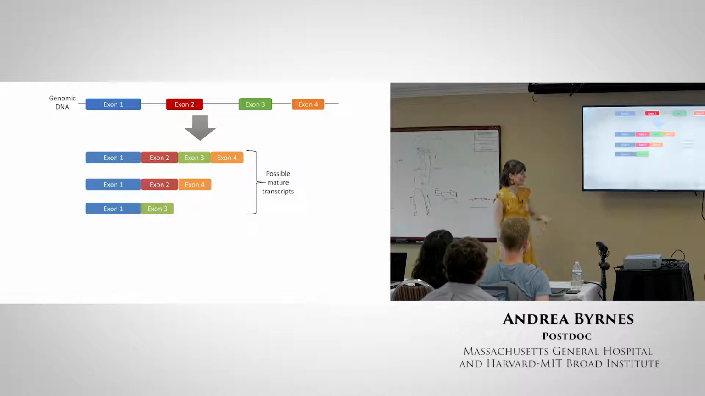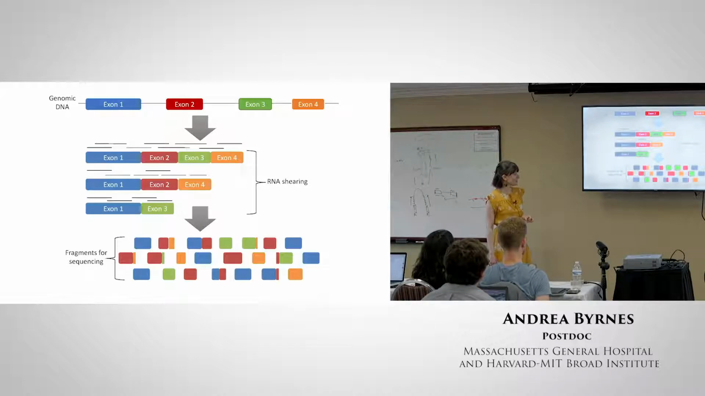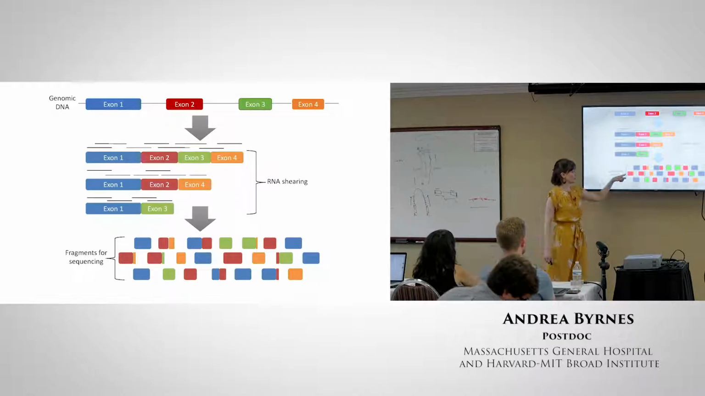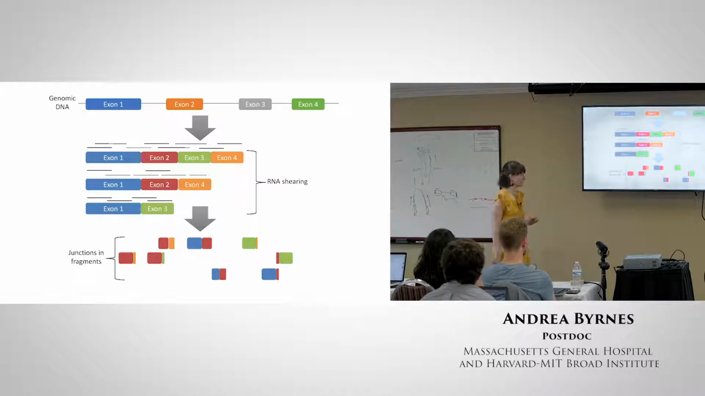You can imagine that in this, we're still in biology land now. I haven't done anything technical yet. And that these are the possible mature transcripts floating around in my cell, and these are the transcripts that I want to know about. We still have to do RNA shearing. We still have to do cDNA and make fragments for sequencing, but now some of these junctions that are not present in the original sequence, so they're not present in the reference genome, are present in our exons. So only a couple of fragments have exon-exon junctions, and that's okay.